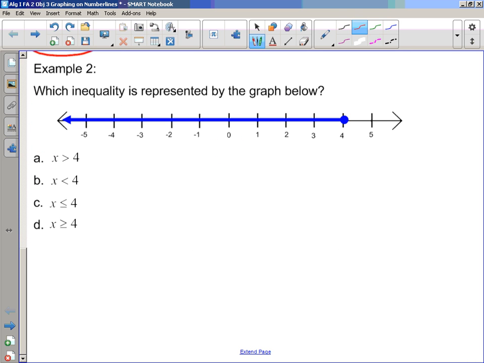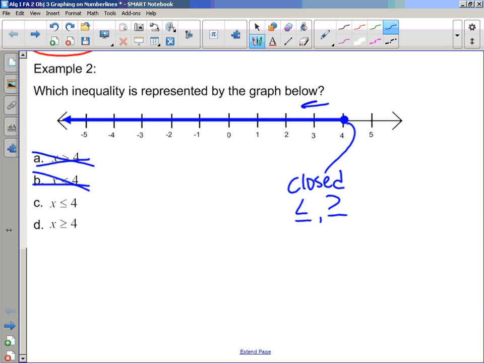Then in this example, the circle is closed or filled in, so that means I'm looking for less than or equal to or greater than or equal to. That eliminates A and B because they don't have that bar underneath the symbol. And I'm going to the left, so if I look at my arrow, that's a less than symbol. So I'm looking for the one that's got less than. Less than or equal to, bingo. That's my match.